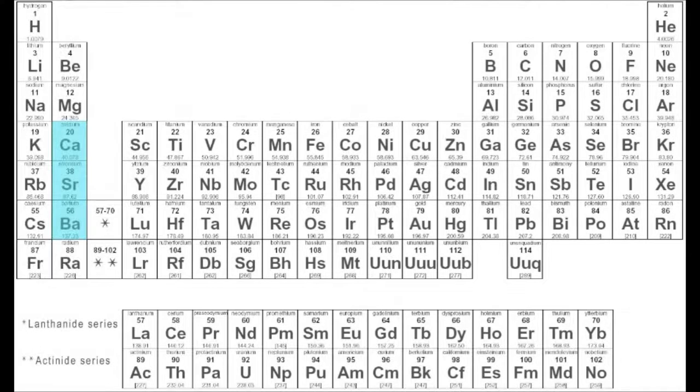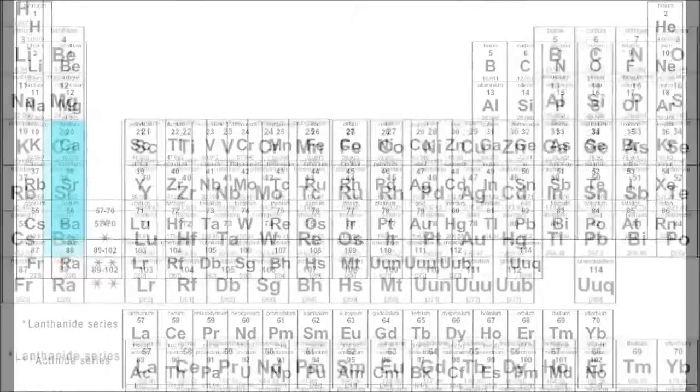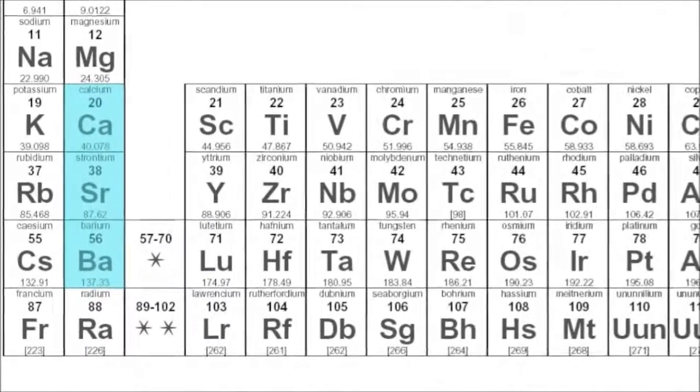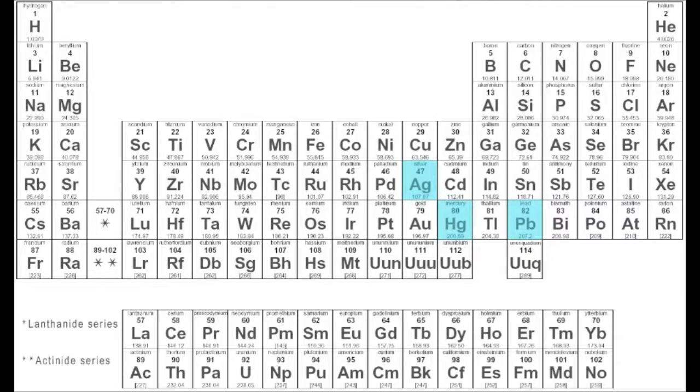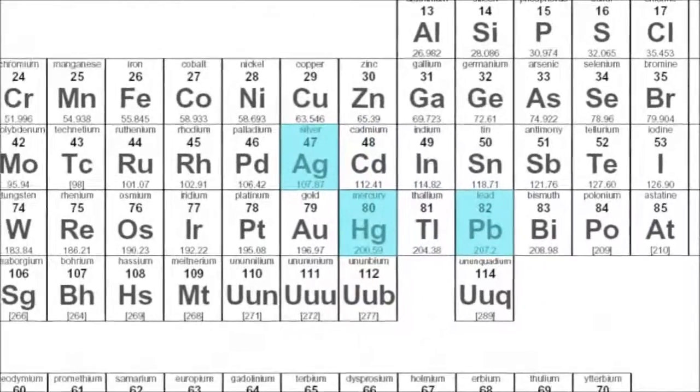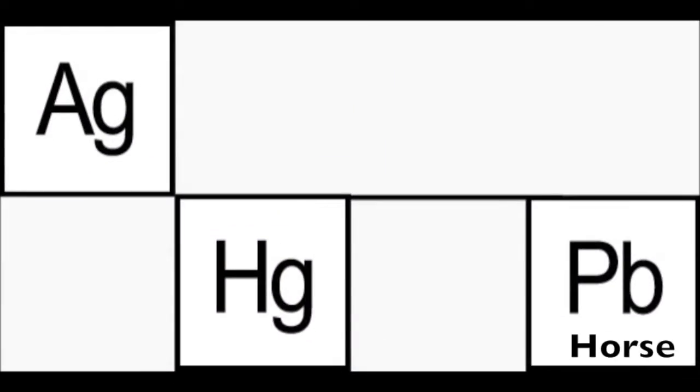Then we have the tower. These are going to be the exceptions for sulfate, and these include calcium, strontium, and beryllium. Then you have the horse, which is another group of exceptions, and these include silver, mercury, and lead.